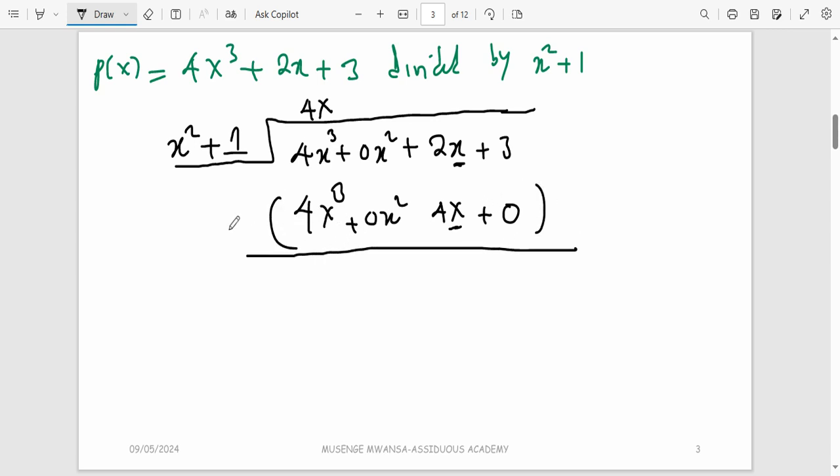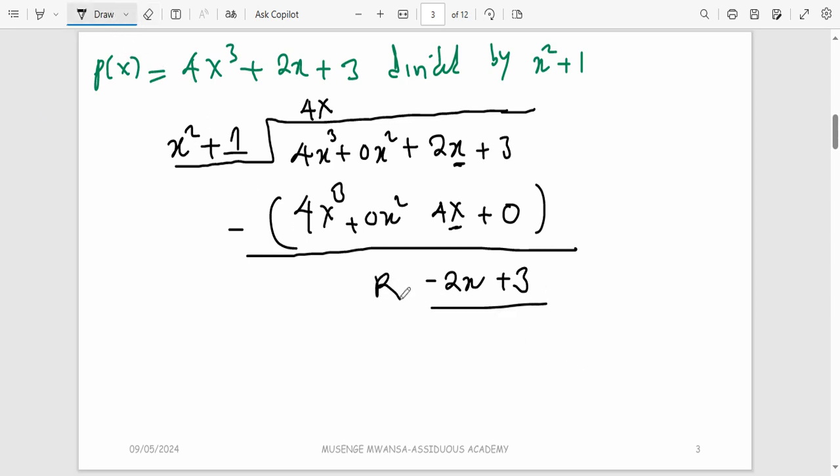And then now subtract. 4x to the power 3 minus 4x power 3 is 0. 0x power 2 minus 0x power 2 is 0. 2x minus 4x is going to be negative 2x. And then 3 minus 0 is 3. So this is what I'm going to get. Now we can't take x squared into negative 2x. Why? You can only take something into if the power is the same or higher, not if the power is lower. So for this question we will end here.